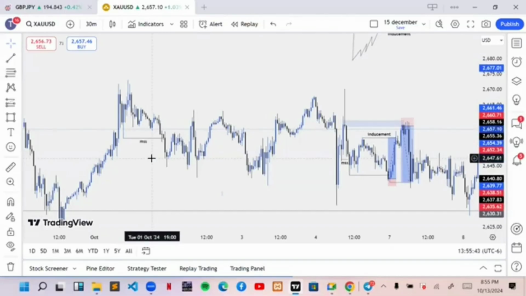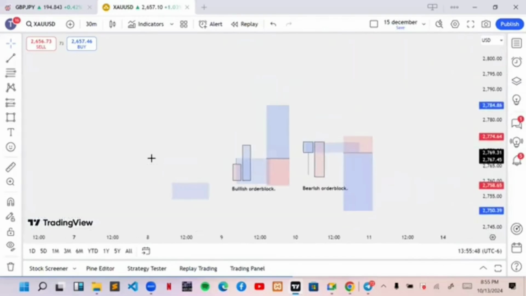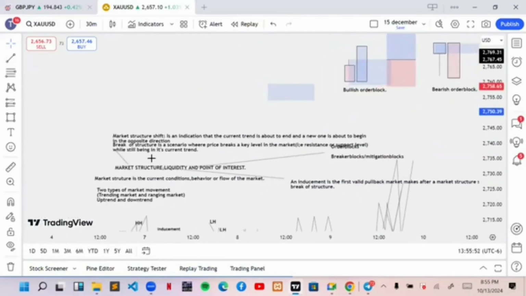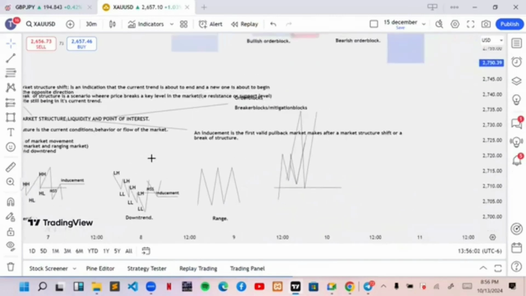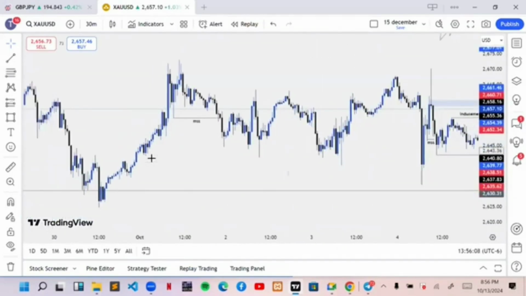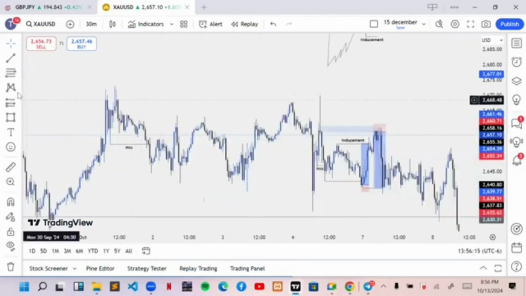So after I've gotten my structure part of it, what is next I look out for? Remember I said market structure, then liquidity. After I've gotten my structure part, which is the market structure shift, what is next I look out for? My liquidity. What do I say is my liquidity? Inducement. Now, what is my inducement? The first valid pullback that the market makes after a market structure shift or after a structure break. So we have gotten the market structure shift, meaning that the next thing we'll now look out for is our inducement. So the first valid pullback the market makes after that shift is here.